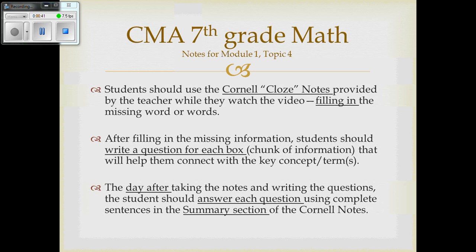The day after taking the notes and writing the questions, the student should answer each question using complete sentences in the summary section of the Cornell notes.